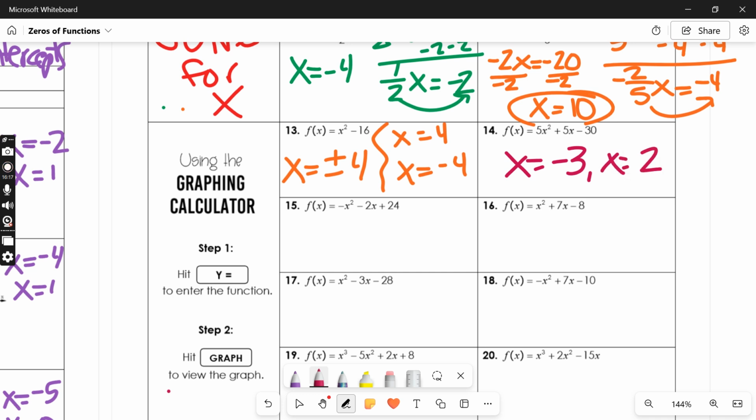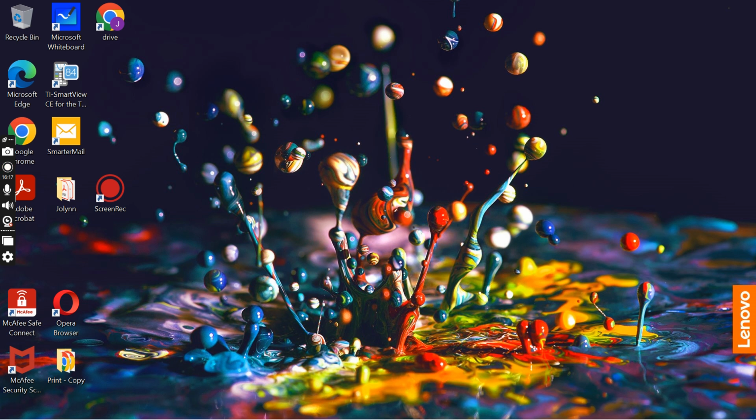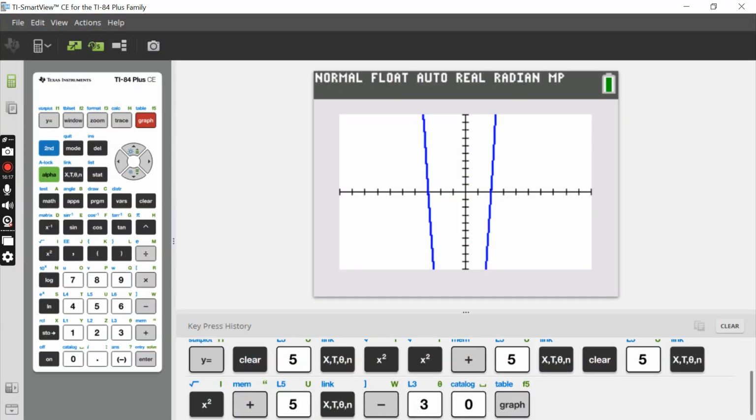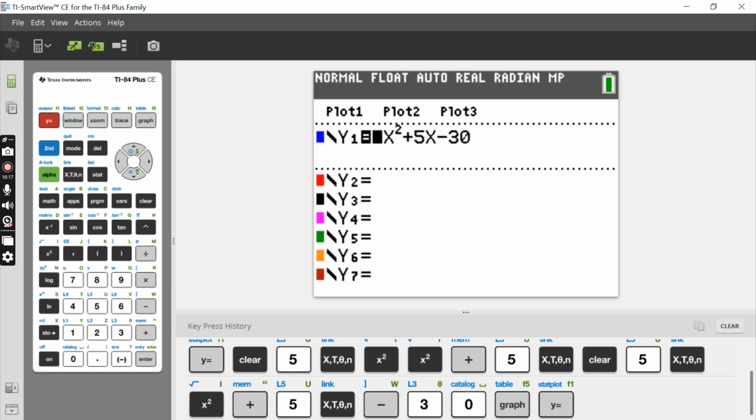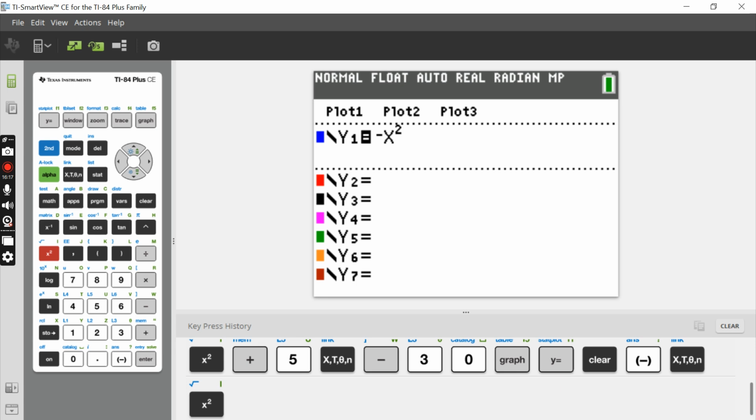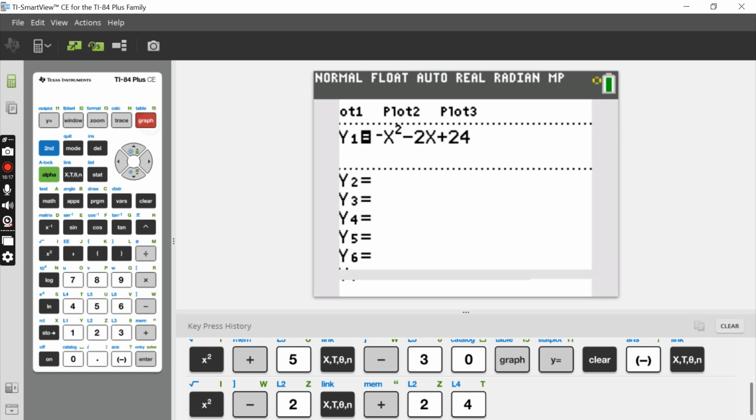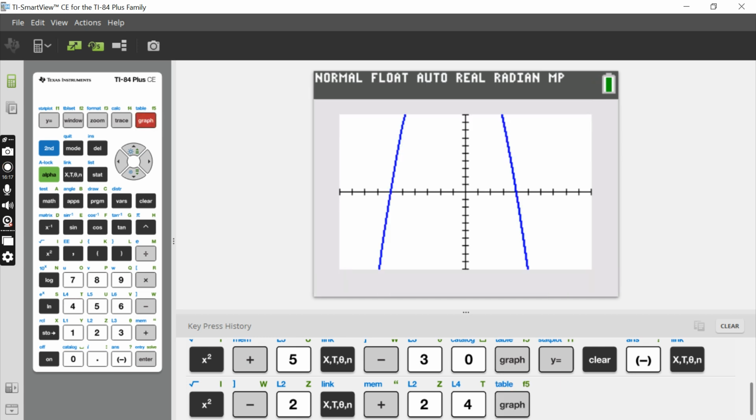Okay, -x squared minus 2x plus 24. Looking at -6 and +4.